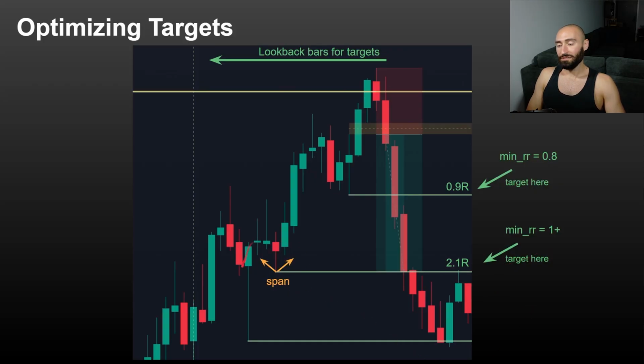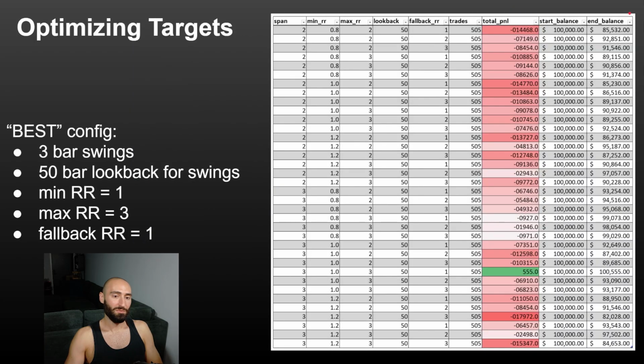And I also varied the span, okay? Like I said, I have 2. I needed 2 bars left and right. Maybe that's too tight. Let's increase it a little bit. So what happens? Boom, it's a lot of red. I know it's a lot of red.